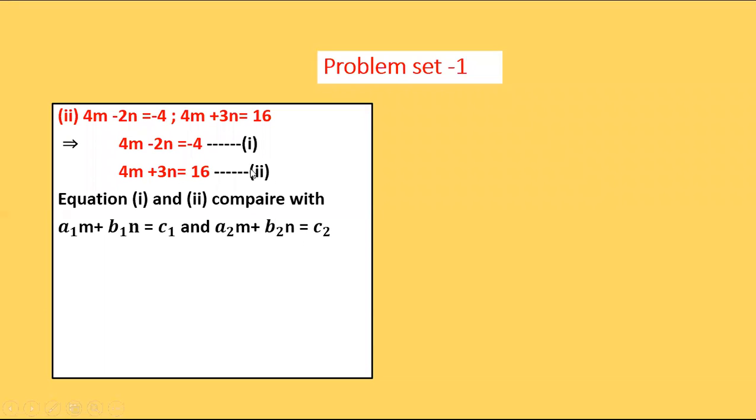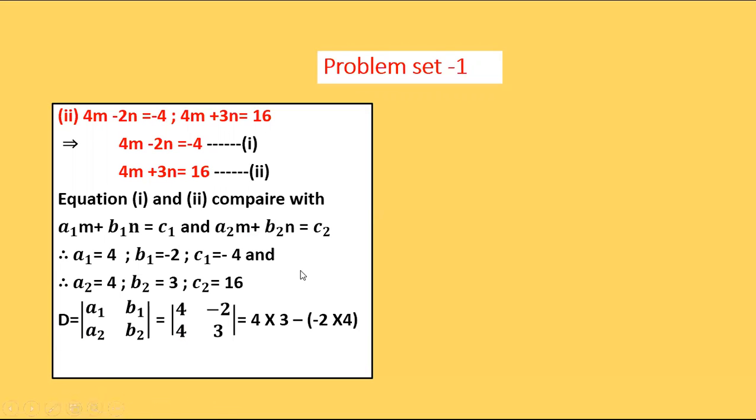Comparing the first equation with a1m plus b1n is equal to c1, therefore a1 is equal to 4, b1 is equal to minus 2, c1 is equal to minus 4. And comparing the second equation with a2m plus b2n is equal to c2, therefore a2 is equal to 4, b2 is equal to 3, c2 is equal to 16.